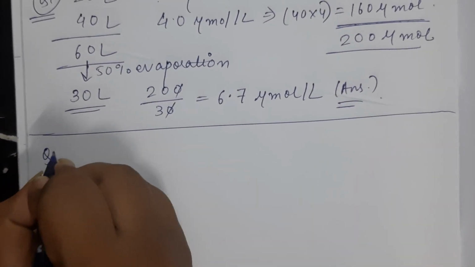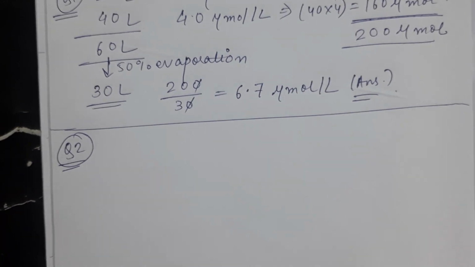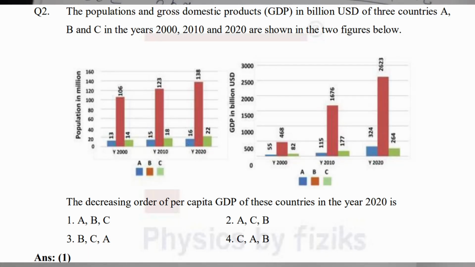So now let's see question number 2. I hope you can see question number 2 on screen. The question says the populations and gross domestic products, GDP in billion USD, of three countries A, B and C in the years 2000, 2010 and 2020 are shown in the figure below. The decreasing order of per capita GDP of these countries in the year 2020.